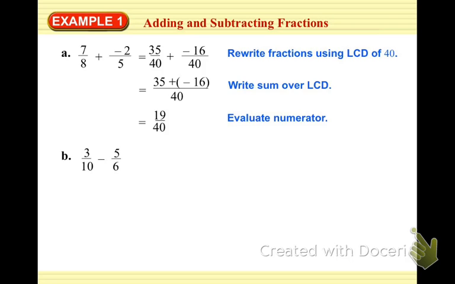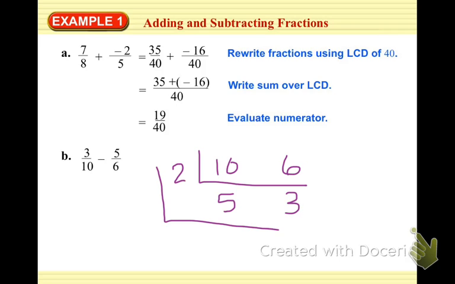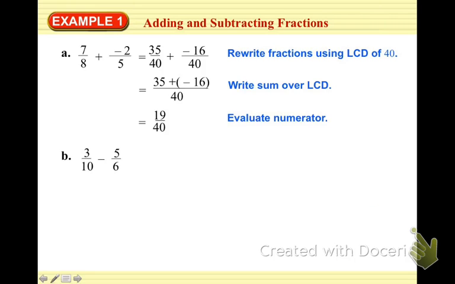Let's try another one. 3/10 minus 5/6. So we need to get a common denominator between the 10 and the 6. If we want to use the upside down division, one thing we can do is divide out a factor of 2. And then, since this is LCM, you're going to multiply all three of these numbers. So we'll have 30 that we could use for our lowest common denominator.